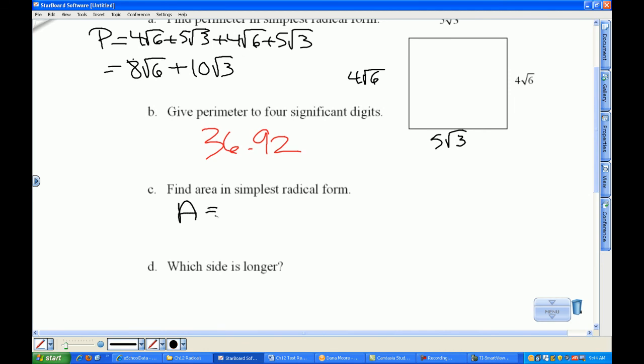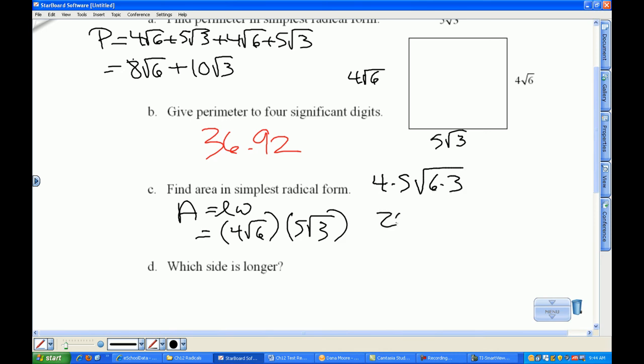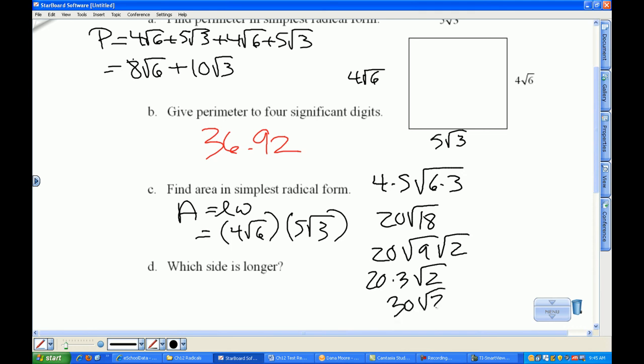Area is length times width. So I'm going to take 4 radical 6 and 5 radical 3 and multiply them together. This gives you 4 times 5 and then radical 6 times 3, which is 20 radical 18. Reduce radical 18. Might be able to do this one in your head by now. You've done radical 18 quite a few times. And you get 30 radical 2.